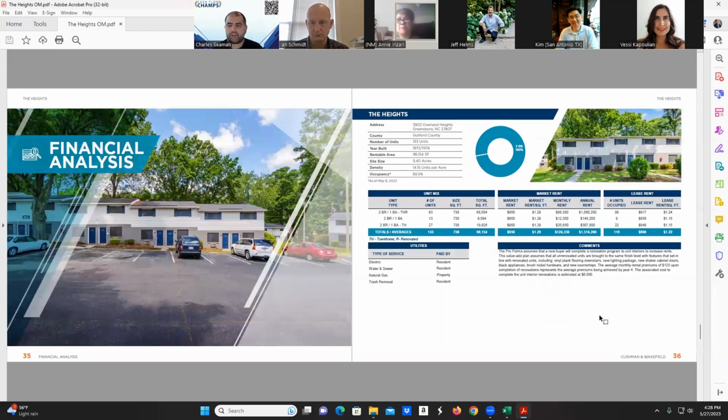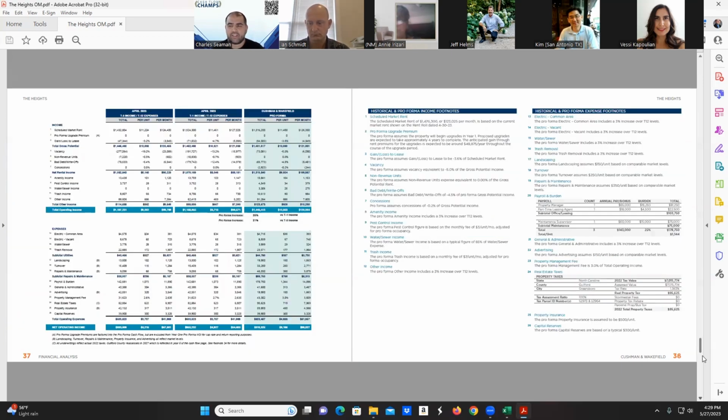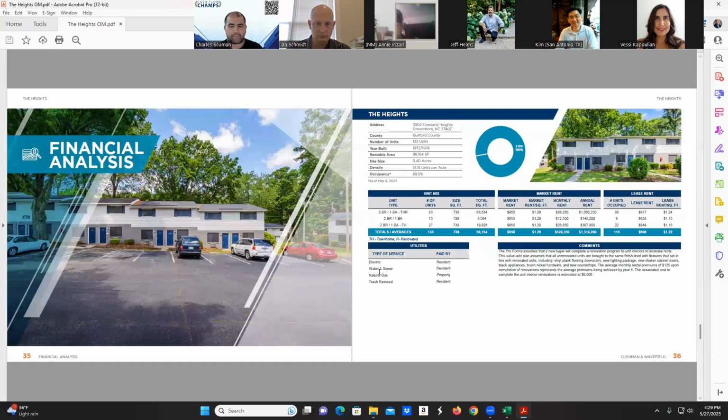Okay, so we get some information here on the property itself. What they're showing us is where they believe rents can be pushed. And they also give us some information here about the CapEx. Typically, they usually give an actual CapEx budget, but I could be missing it, but I'm not seeing it here in the OM. So it looks like in the little note they have here in the comment section, they are showing the buyer's going to complete the renovation program. And they're giving some information we can use to put together our budget here. So it's saying the average monthly rental premium of $125 upon completion of renovations represents the average being achieved by year 4. And the cost to complete the renovations is $6,500.